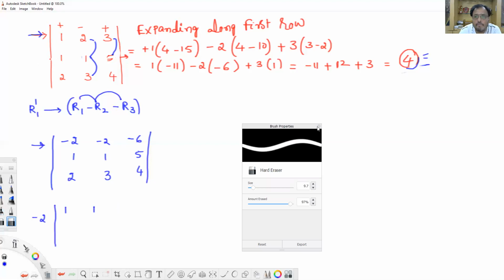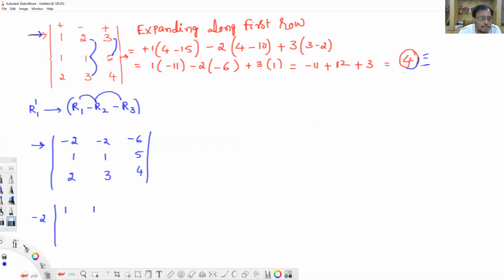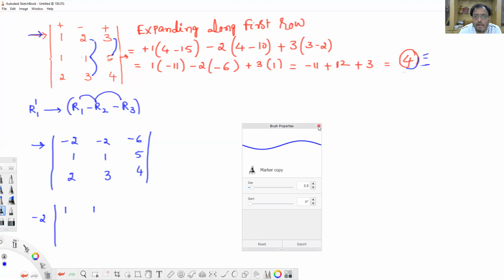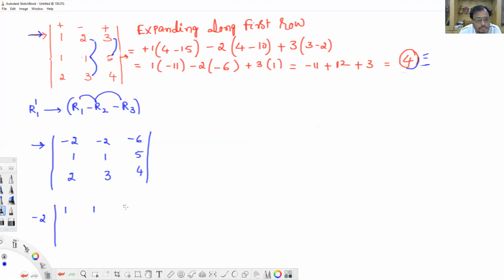Look here. So 1, 1, 3, 1, 1, 3. No common factor in this. 1, 1, 5, 2, 3, 4. Again, I'll expand this one after that. So I did some operation here: R1 minus R2 minus R3. First R1: R1 element minus R2 element minus R3 element. That result I have written in R1.